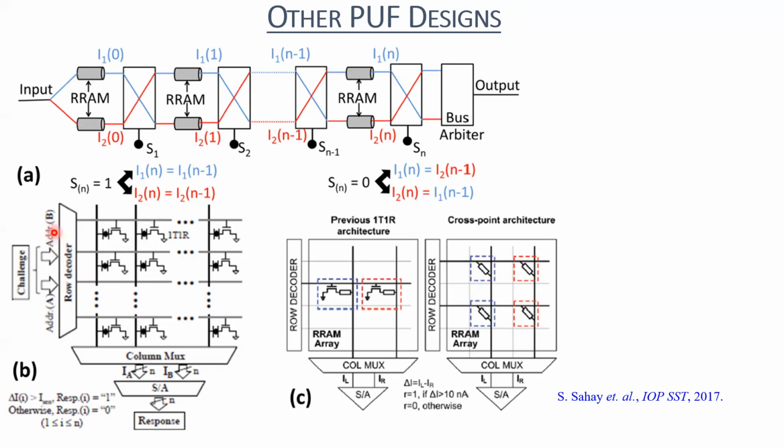Here, you can choose some of the rows and some of the columns, then integrate the current, which is called IA. Then again, in the second cycle, you can choose some of the rows and some of the columns which are different from the first, and then calculate the current, which would be IB. And then the sense amplifier just compares IA with IB, and generates a response. So this is also one way in which people have generated PUFs using this 1T1R array.